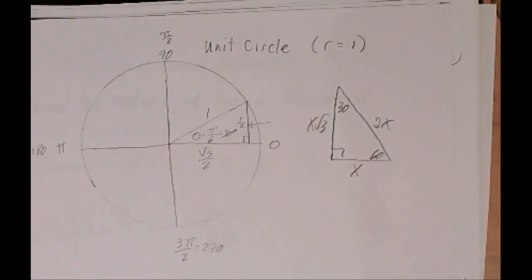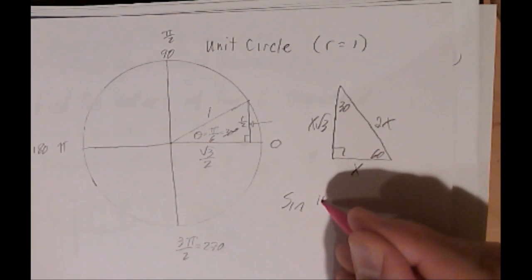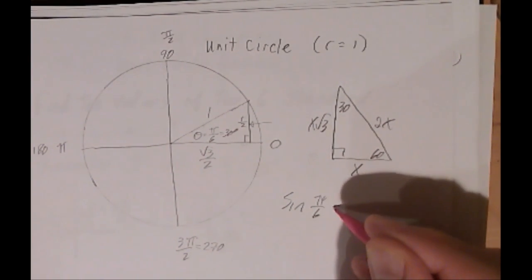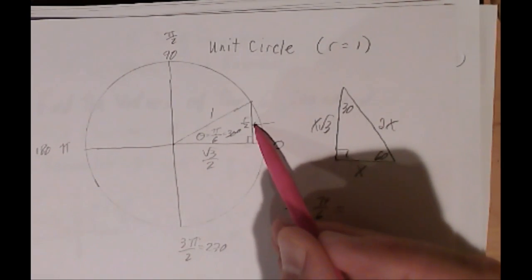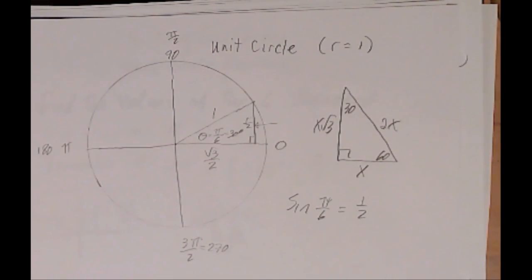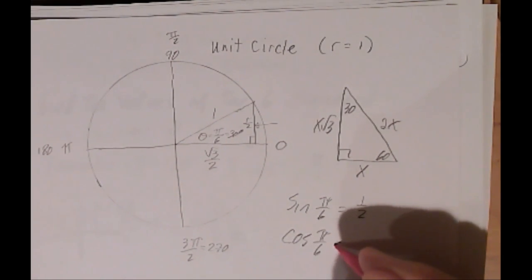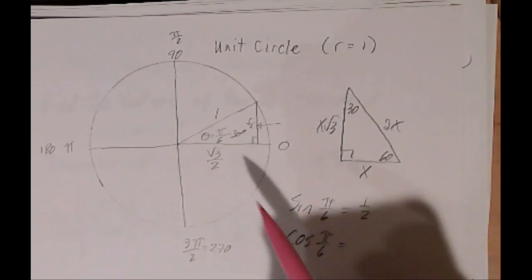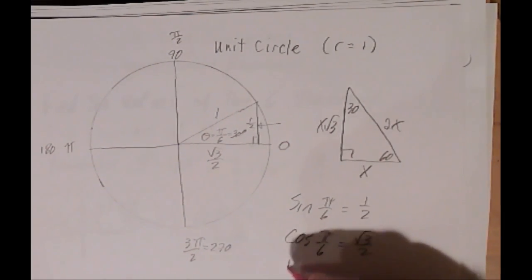So how would I use that? Well, if I had to find the sine of pi over 6, sine is opposite over hypotenuse, so it's 1/2 over 1. Cosine of pi over 6 is adjacent over hypotenuse, so it's radical 3 over 2.